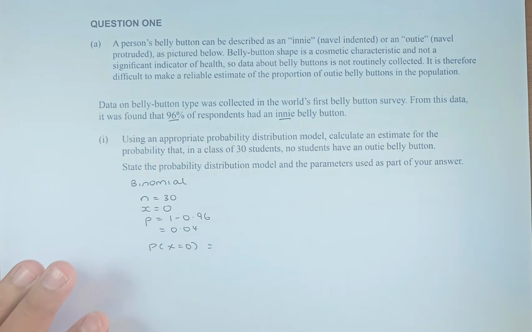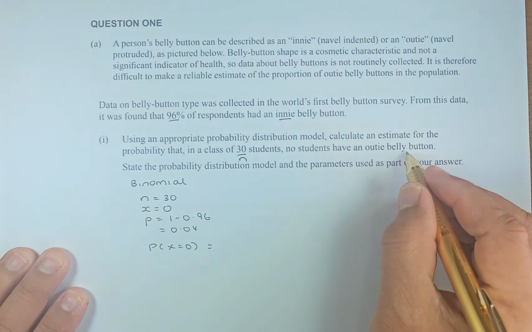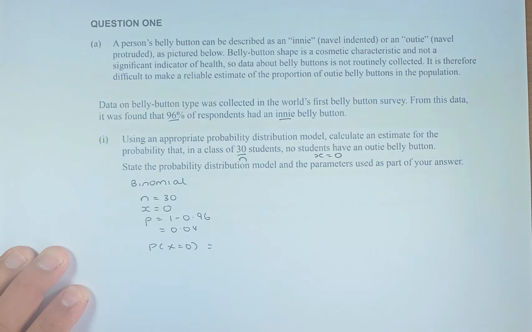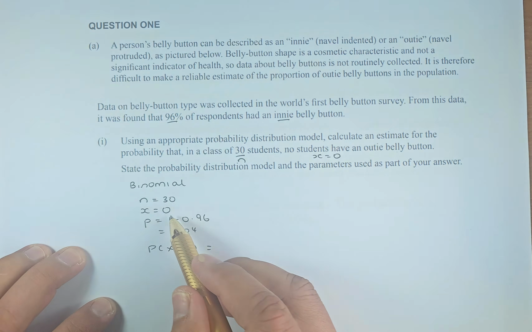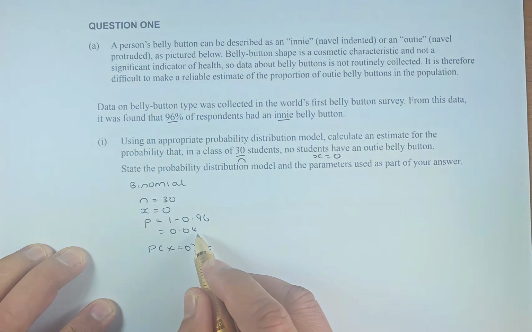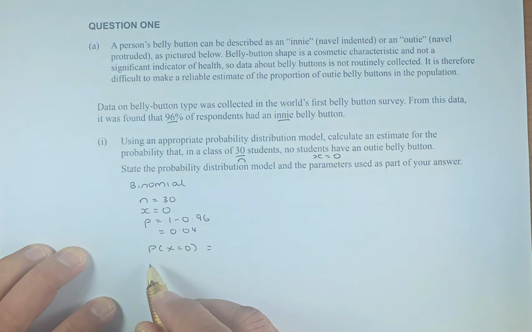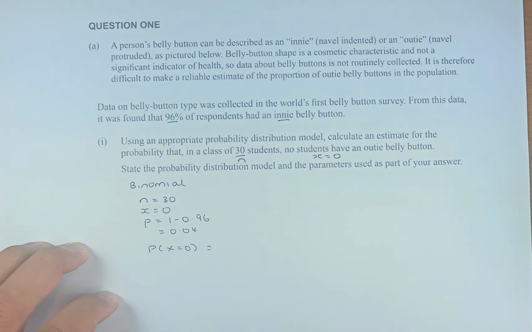Using an appropriate probability distribution, calculate an estimate for the probability that in a class of 30 students, so n equals 30, no student has an outie belly button, so x equals 0, okay? State the probability distribution and parameters used for your answer. So this is a binomial because it's a two outcome, a yes or no, and you have a fixed number of trials, which is the 30 students. So we can put n equal to 30, x equal to 0, but remember, the innie is 96%, so the outie is going to be 4%, which is 0.04. You want to calculate the probability at x equal to 0 because they ask how many have 0 outie button. We are going to use the calculator to solve this.